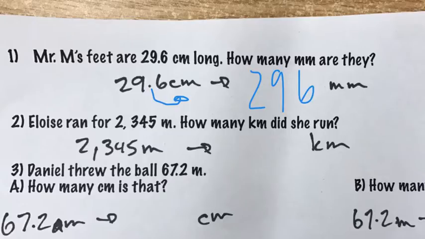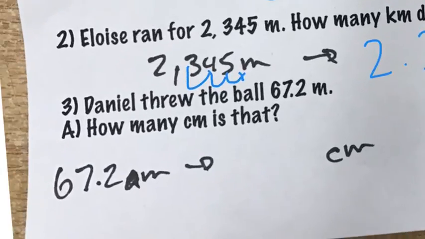The next question talks about going from meters to kilometers. That is 3 steps to the left up the stairs. So if the decimal lives here, I've got to go 3 steps to the left: 1, 2, 3. And that would give me an answer of 2.345 kilometers.